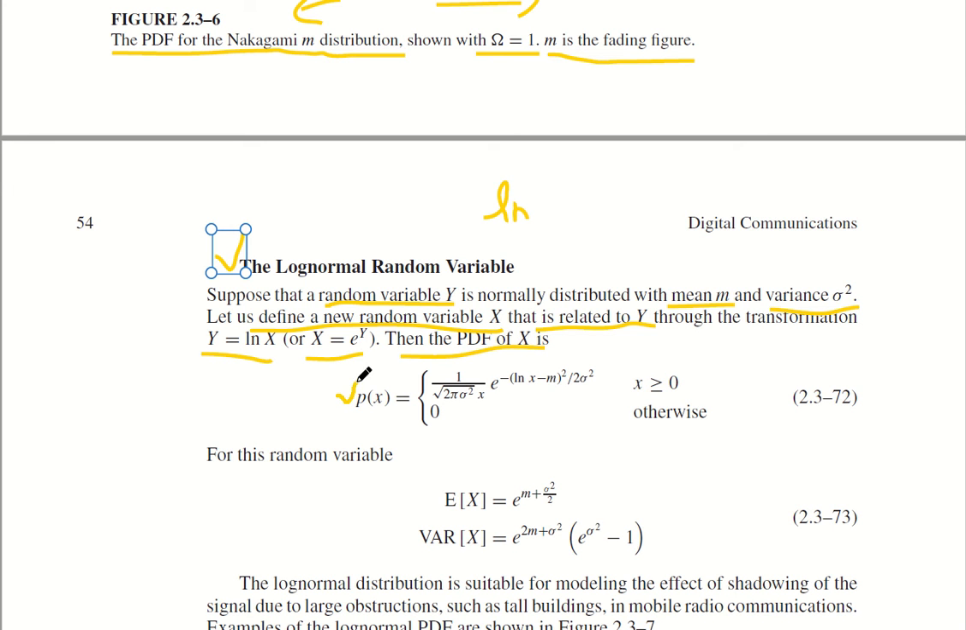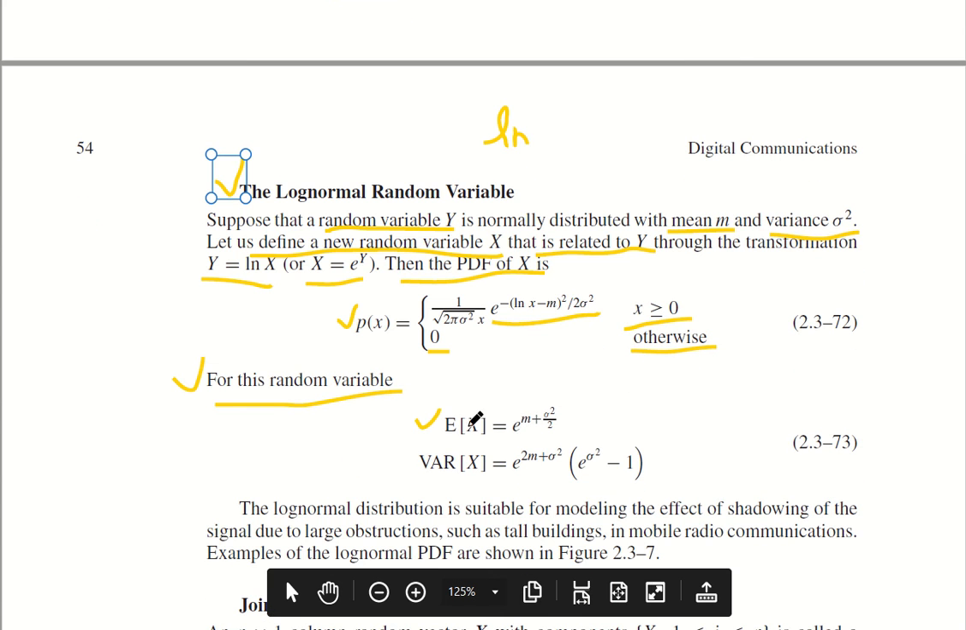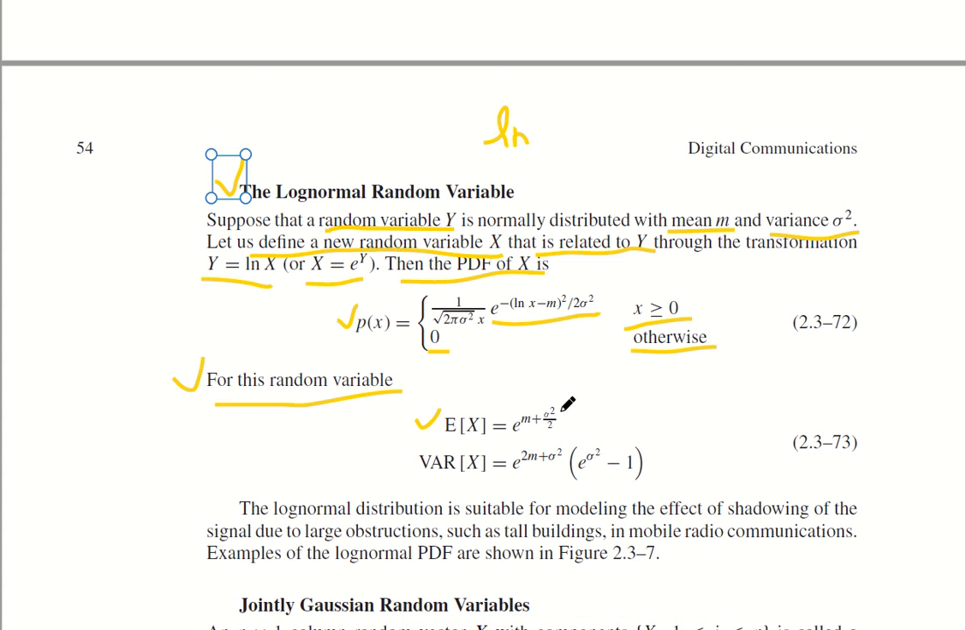Then the PDF of x is p(x) equal to this, for x larger than 0: 1 over the square root of 2 pi sigma squared times x, times exponent of minus (ln x minus m) squared divided by 2 sigma squared. And otherwise, meaning x smaller than 0, it is 0. So for this random variable, the expectation of x is equal to e to the m plus sigma squared over 2. So that's the first order statistics.